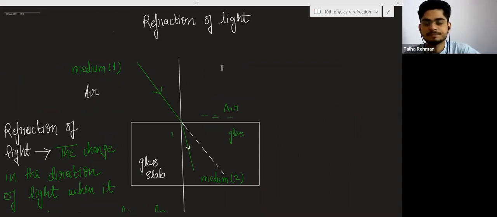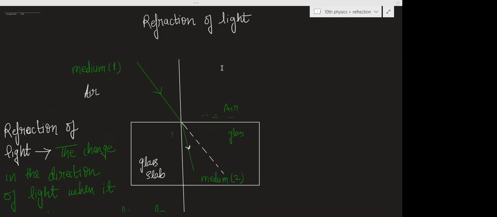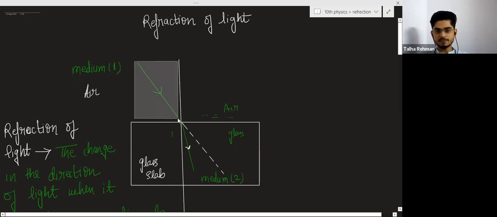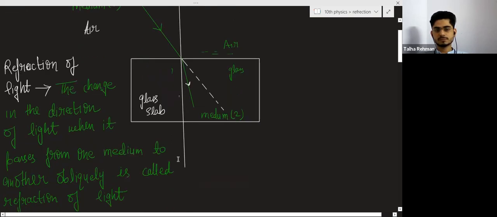Refraction of light. Refraction of light is the phenomenon of bending of light, when the light ray travels from one medium to another medium.